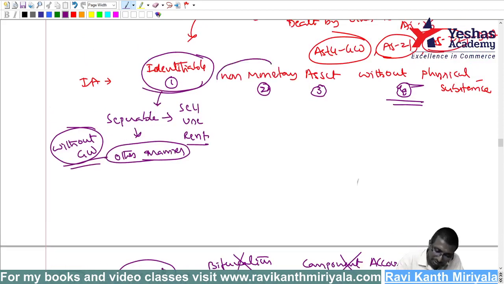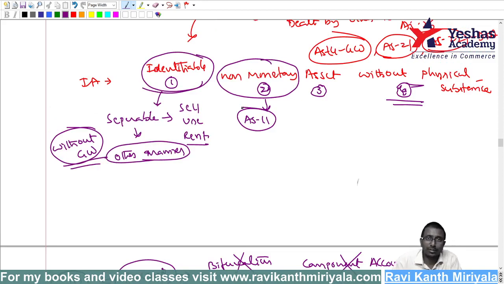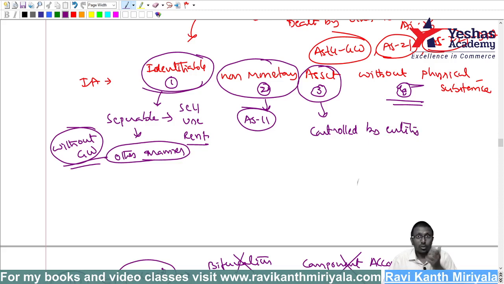What is non-monetary? My dear, I don't explain it here because it is already discussed under accounting standard 11. You can look at that accounting standard 11 discussion in group 1. Yeah, what is an asset? An asset is something which is controlled by the entity. That is important. Which is controlled by the entity.